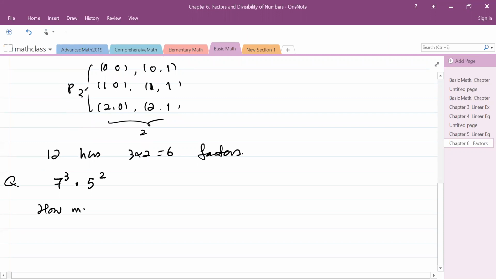You can list all of them, but it takes time, and also you will probably miss some. Like, how many factors does this number have?